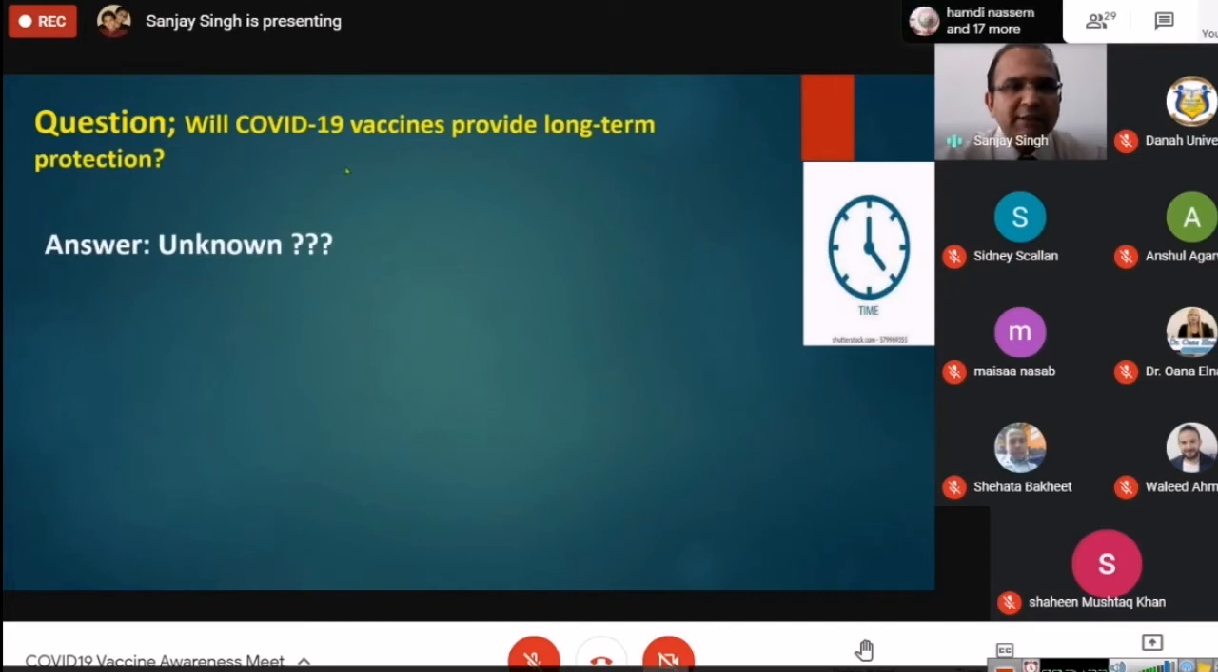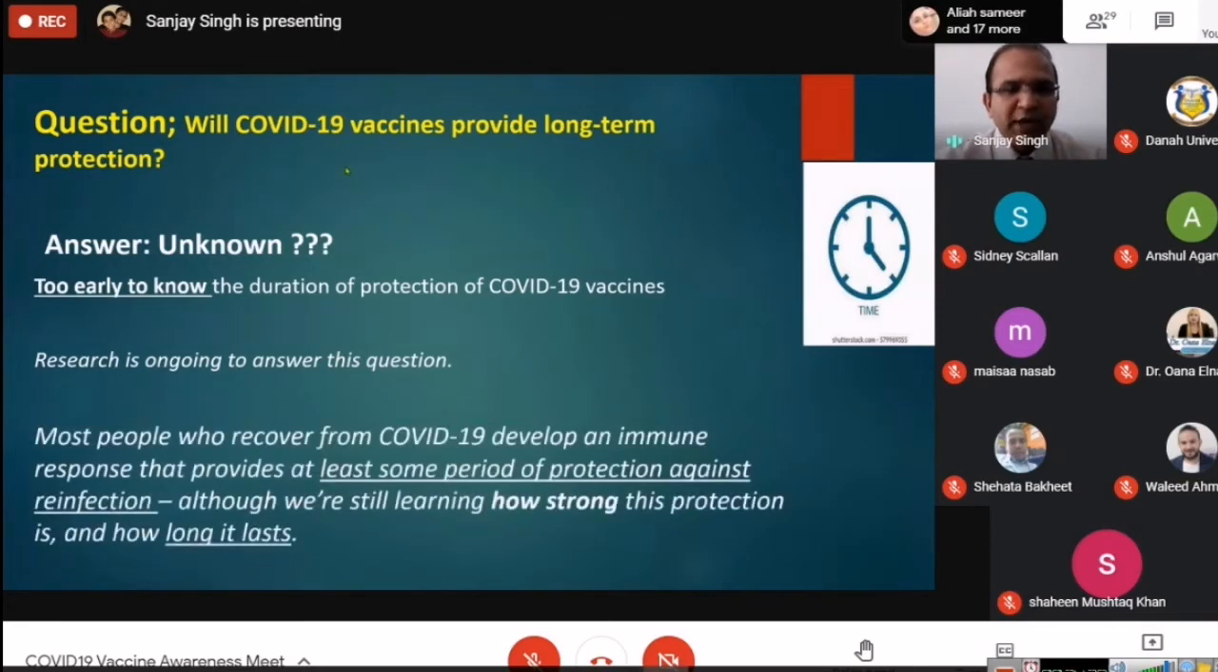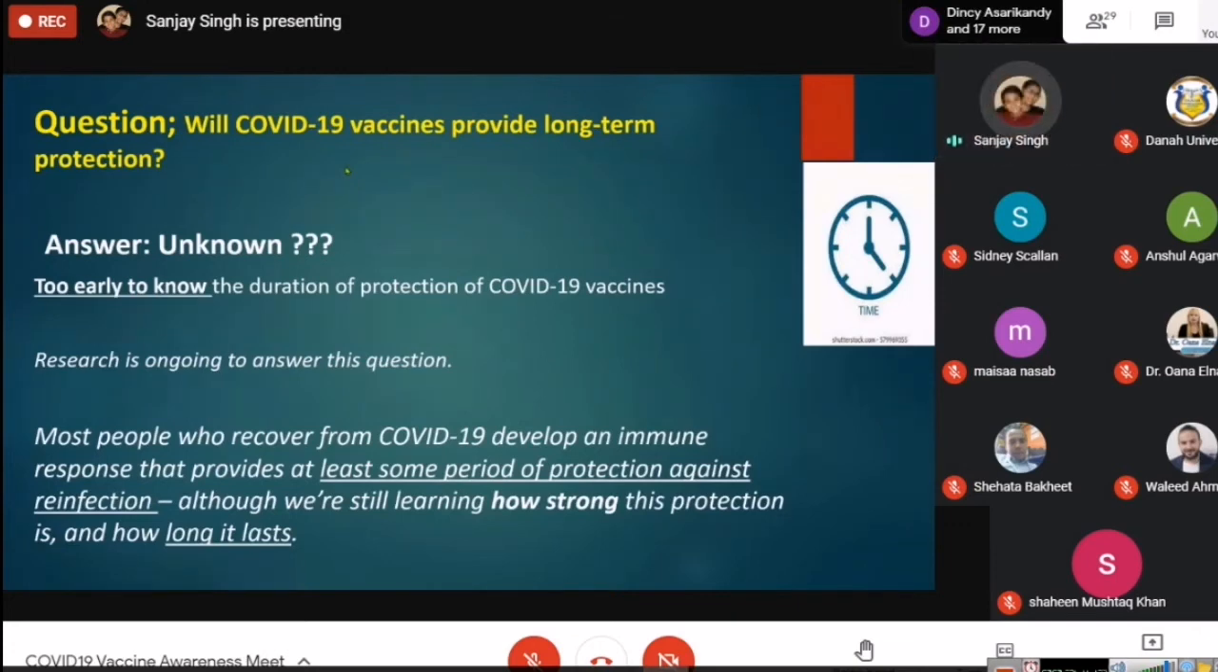Will COVID-19 vaccine provide long-term protection? The answer is unknown. It is too early to know the duration of protection of COVID-19 vaccine, and research is going on to answer this question. Most people who recover from COVID-19 develop an immunity response that provides at least some period of protection against reinfection, although we are still learning how strong this protection is and how long it lasts.